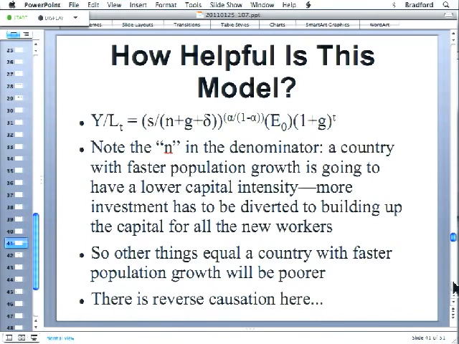That's the population growth rate. That tells us that if N is bigger, if the economy has a faster population growth rate, then it's going to have a lower capital intensity and it's going to be a poorer economy. Why is it going to be a poorer economy?